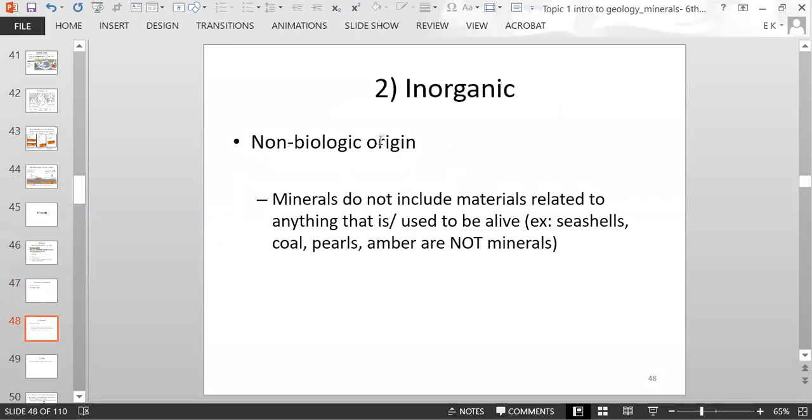Inorganic means non-biologic origin. Minerals do not include materials related to anything that is or used to be alive. For example, seashells, coal, pearls, amber, those are not minerals because they are biologic in origin. Now, sometimes seashell is considered to be a biogenic mineral because it's made of calcium carbonate, but it forms as an excretion by mollusks, for example. Mollusks include things like clams and oysters. So seashell is a little bit of a different category, but for the mineral chapter, we're still going to consider seashells to be not really a mineral.